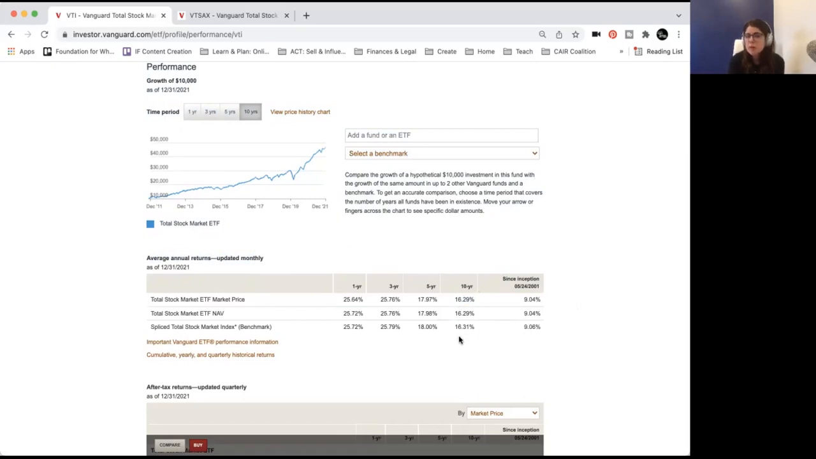That's extremely high. So remember I said the average rate of return of the total stock market over the past 100 years is between 7 to 12%, on average. So this is way higher than that. That means this fund has been performing really, really well in the past 10 years, and it's gone way above the average.